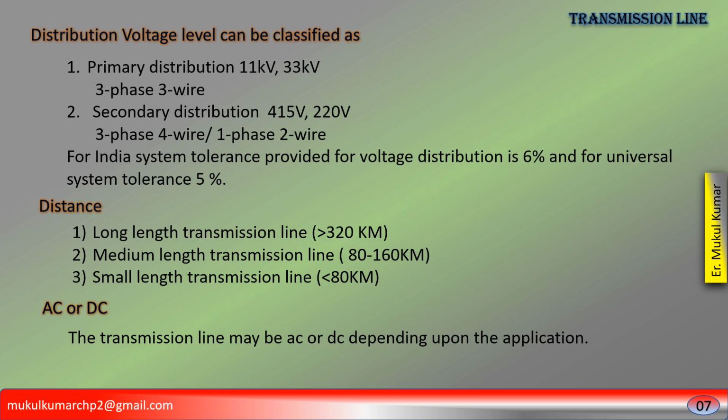Distance is the second classification. A long length transmission line is above 320 km, a medium length transmission line is 80 to 160 km, and the third one is a small length transmission line, 0 to 80 km. And AC or DC: a transmission line may be AC or DC depending upon the application.